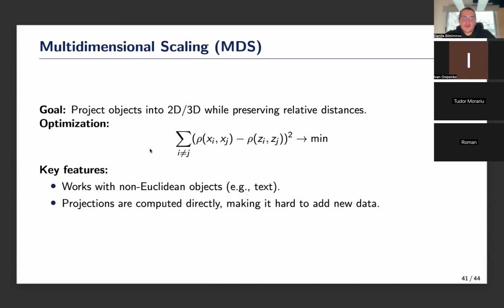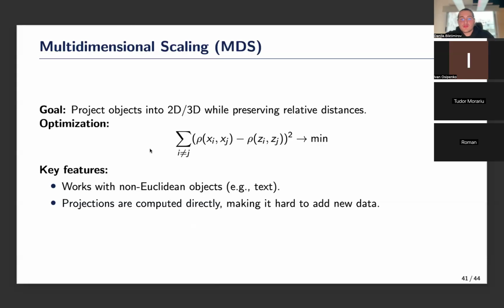Let's focus on the two key features of this approach. First, the original objects don't have to belong to Euclidean space. It's sufficient to be able to compute distances between them. This allows us to visualize even complex objects such as text sequences. Also, object projections are determined directly, without any parametric dependency between them and the original object representation. Because of this, it's difficult to incorporate new data into the visualization. However, this is not always necessary. After all, we often just want to draw objects and look at them.